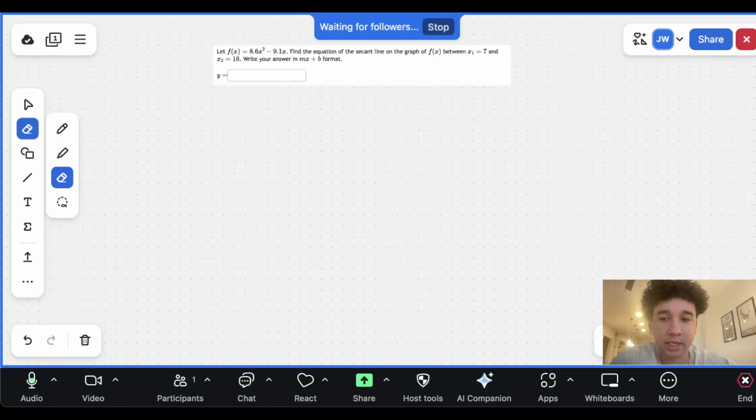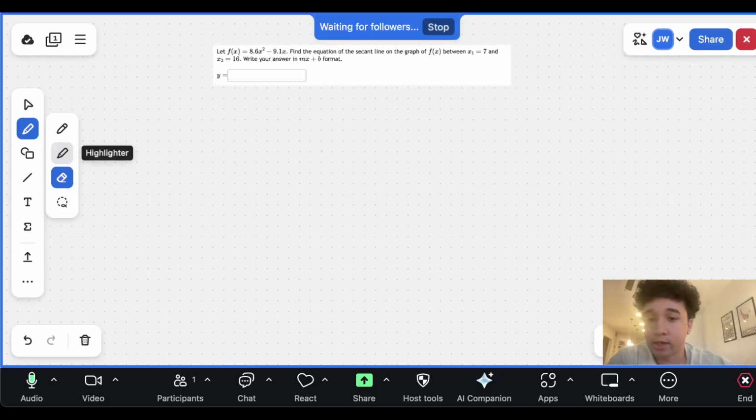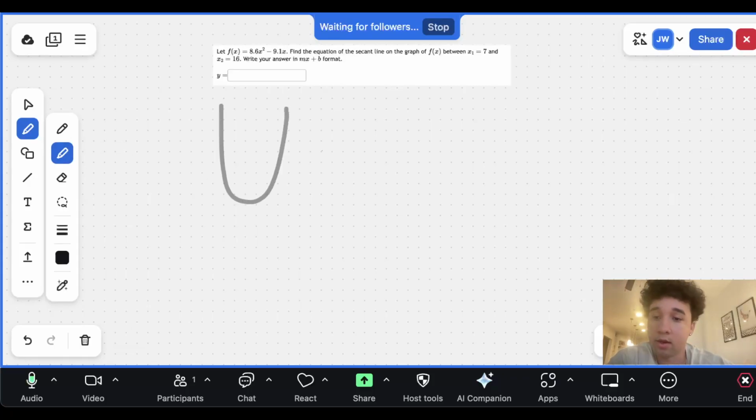All right, so today's submission is from a calculus student in college, and essentially what we're going to be going over is secant lines. Now, a little bit of a backstory. Secant means to cut in Latin, and the significance of that is that a secant line is essentially a line that intersects a function at two particular points. So let's just say here, and let's say here.